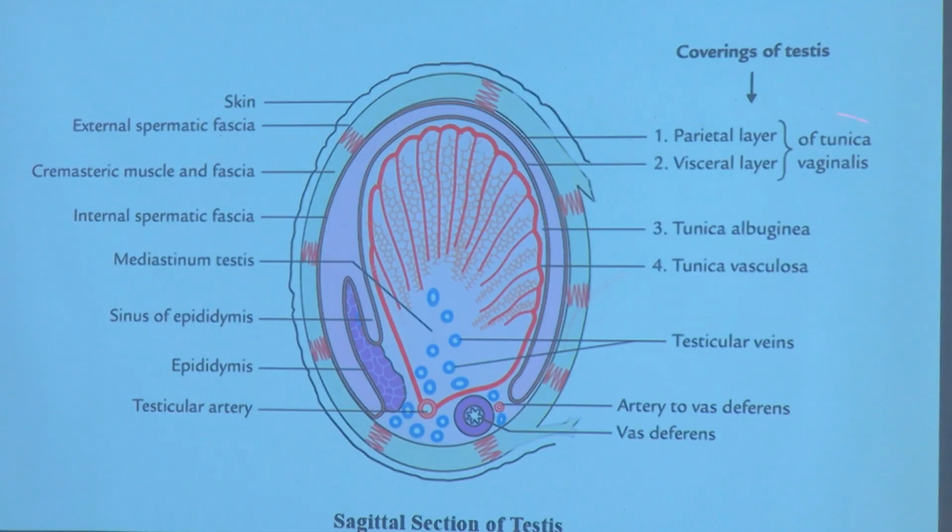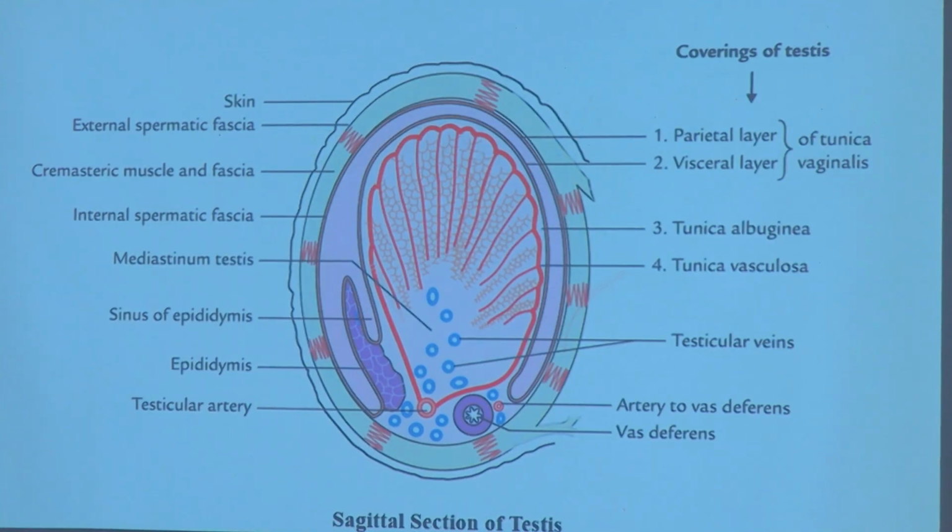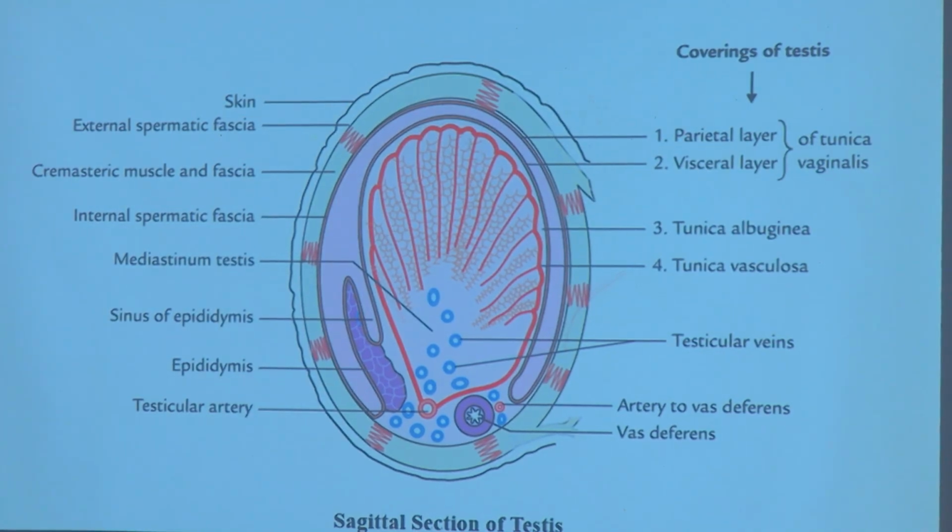Can you see the tunica vaginalis? Tunica vaginalis has two layers, one parietal layer and one visceral layer. That is completely related to the descent of the testis, which you have studied, and to the processus vaginalis. You have to correlate things, or else you will not understand. The descent of the testis is responsible for getting these two layers. The outer one is the parietal, the inner one is the visceral layer.